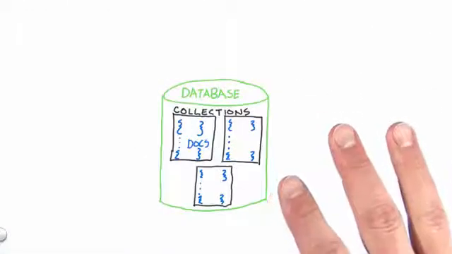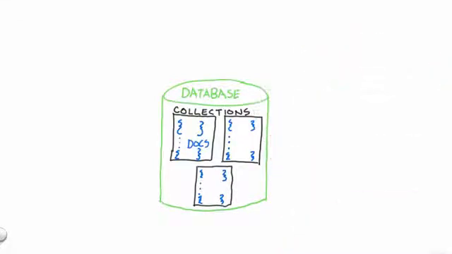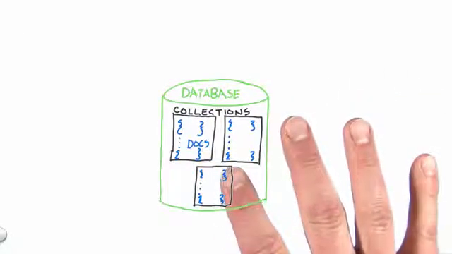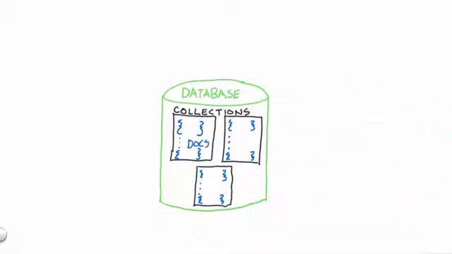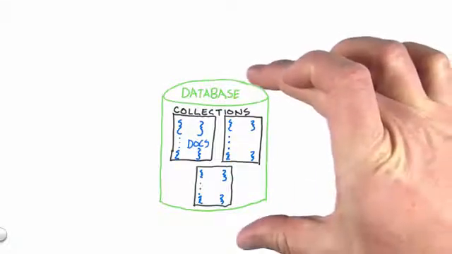This graphic illustrates the relationship between databases, collections, and documents. This hierarchy allows us to group together records of similar items within collections, and group collections required for the same application within the same database.